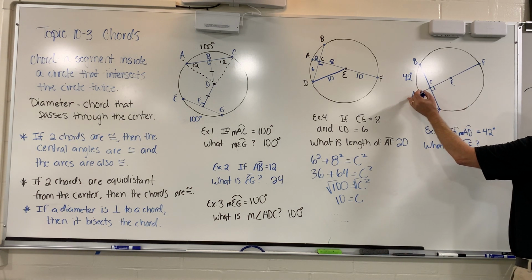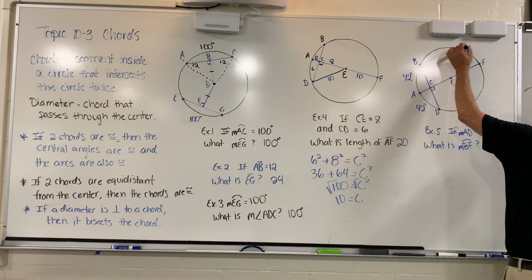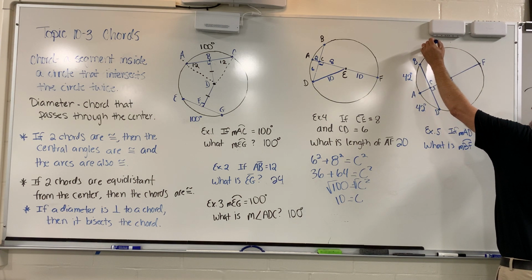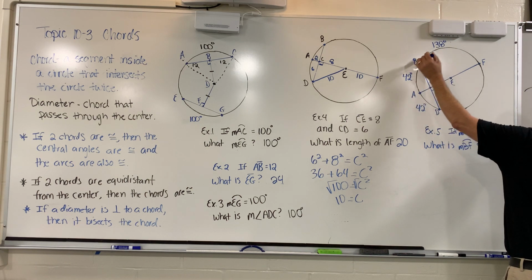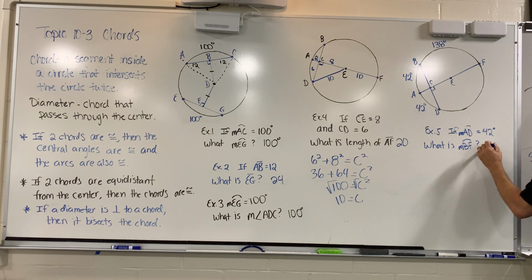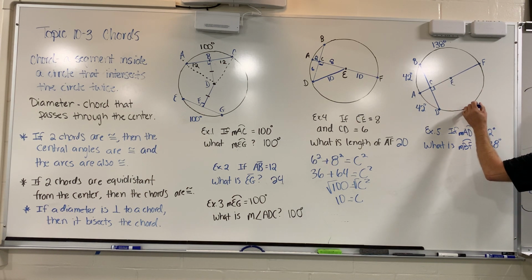So if this is 42, and I know that all the way around is 180, this would have to be 138, because together they have to add up to 180. So the answer is 138. And that would also make this one 138.